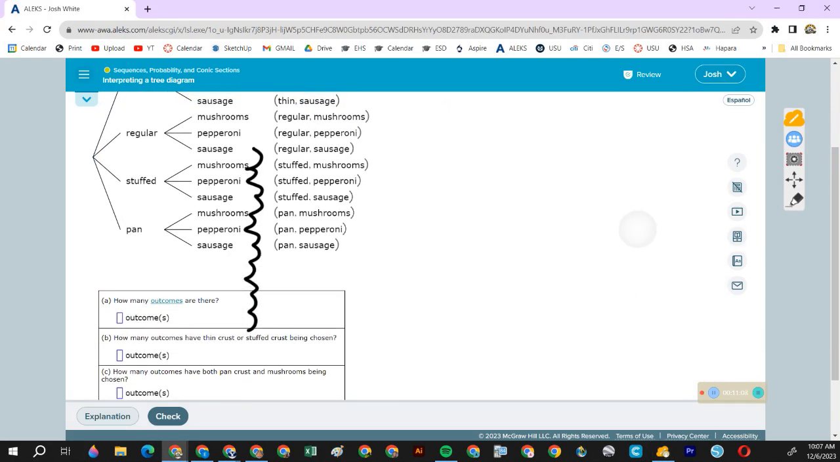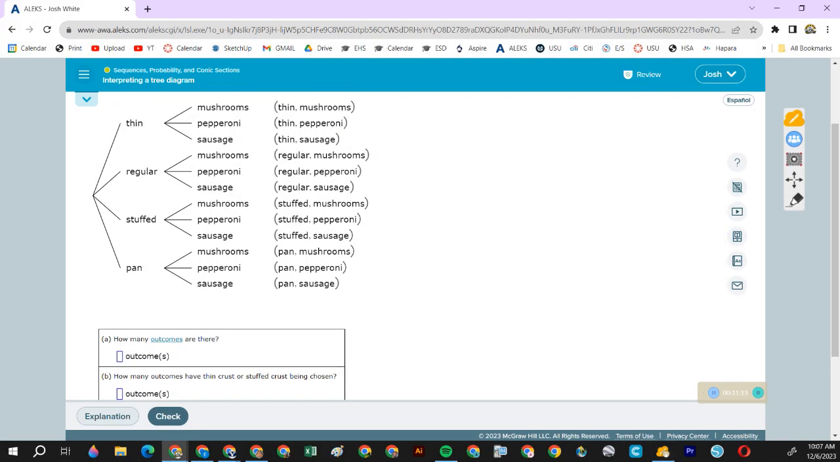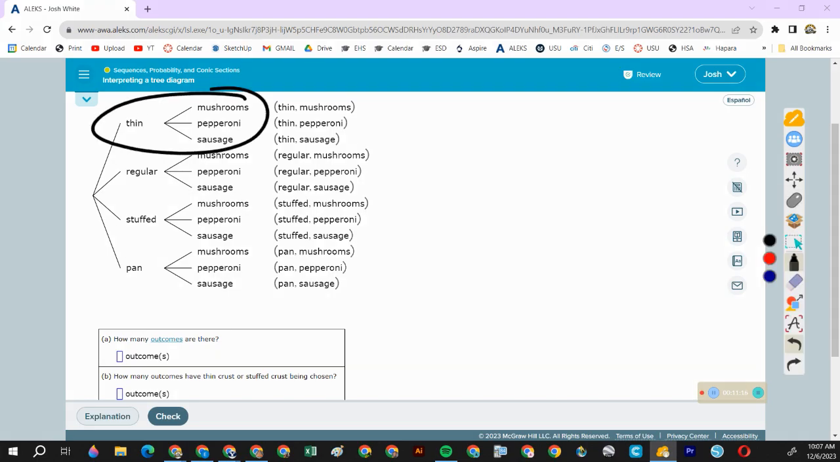How many outcomes have thin or stuffed crust? So I need all of the thin crust answers or all of the stuffed crust answers. So I have 3 thin and I have 3 stuffed. What should I do with those numbers? Should we add them, subtract them, multiply them, divide them? Well, it wants to know, how many ways are there to be here or here? So if it is a thin crust, you win. If it is a stuffed crust, you win. There are 6 ways to do that.